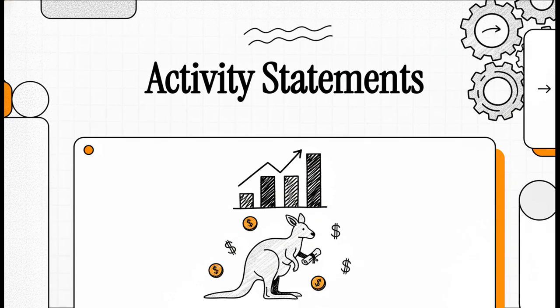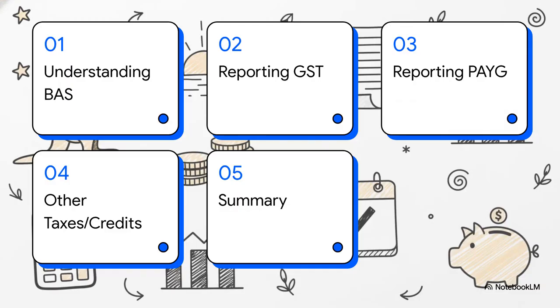Welcome. This briefing provides a formal analysis of Australian activity statements. We will examine their purpose, structure, and function for business tax reporting based on the provided source materials. Our analysis will proceed through 5 sections. We will begin by defining activity statements.